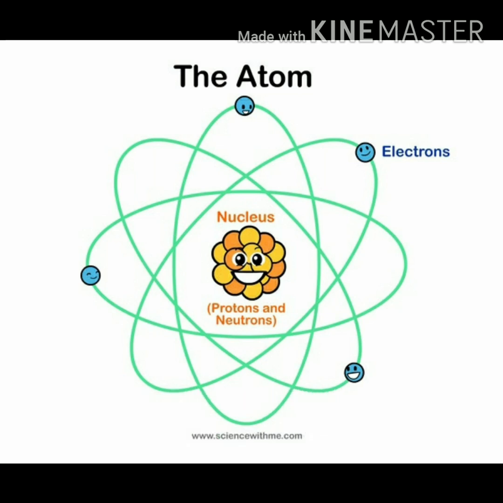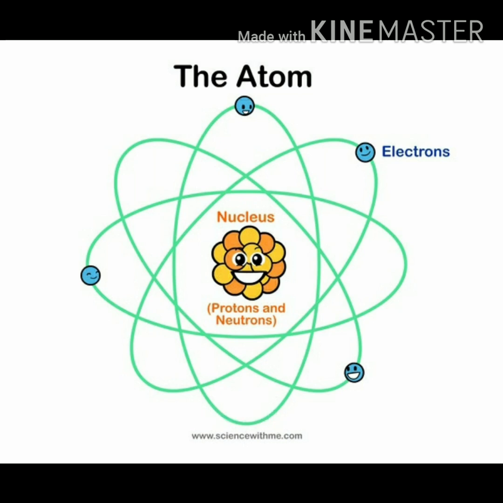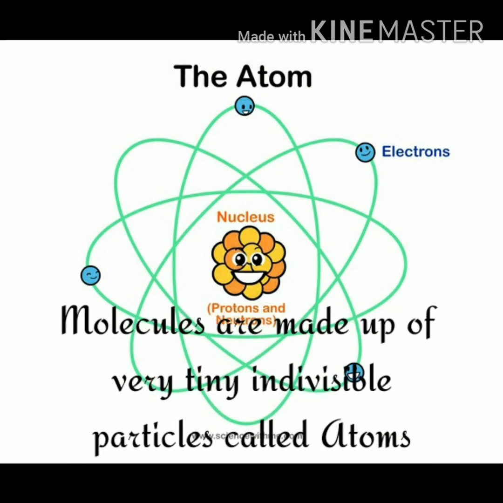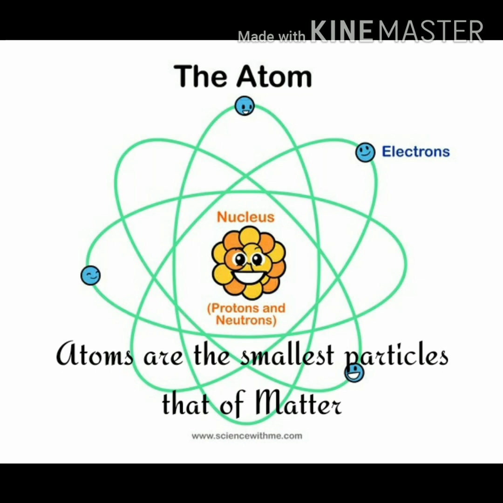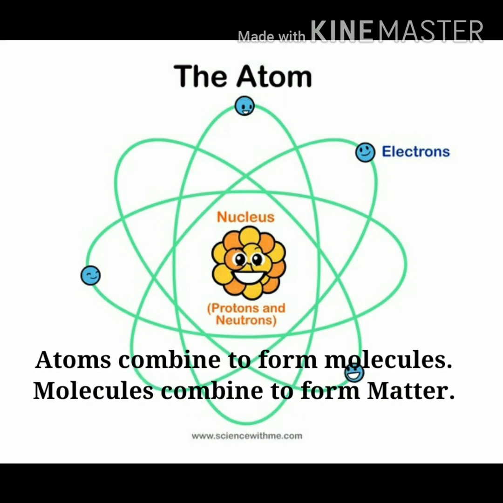We also know that matter is made up of molecules. We've also done the properties of molecules in a solid, liquid, and gas. Now, molecules are made up of very tiny particles called atoms. So, atoms are the smallest particles that make up matter. So, any matter is actually made up of atoms. These atoms group to form molecules, and molecules group to form matter.